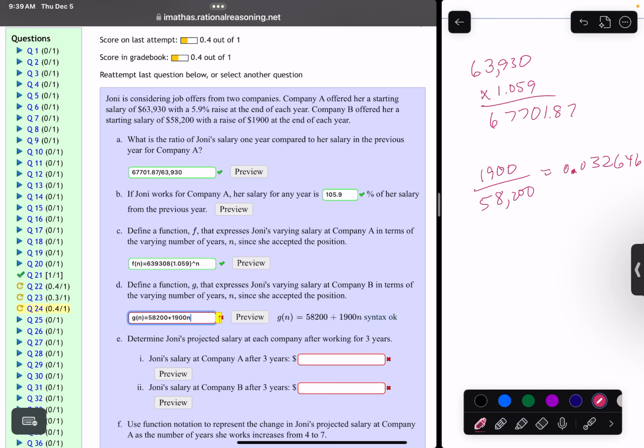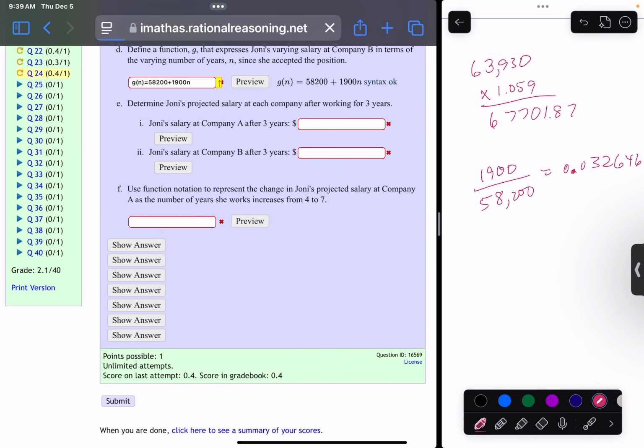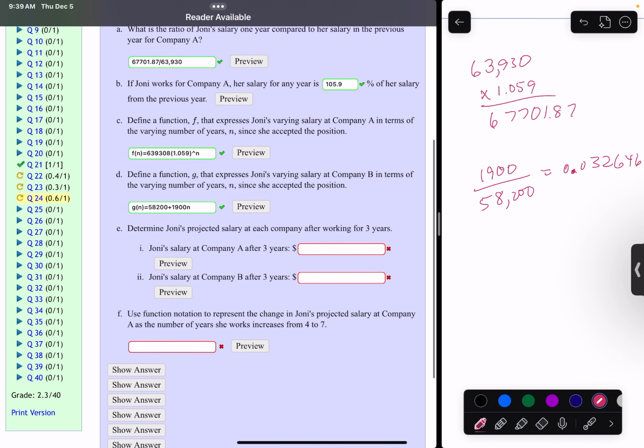Okay. It says determine Joni's projected salary at each company after 3 years. Now let me just check to make sure my problems are correct. Great. Okay, so I am just going to take what I put in for C and D and plug in 3. I'm going to let iMath do the work because they didn't say I needed to round. They didn't say I needed to do anything. Okay, so for Company A, that would be 639,308.